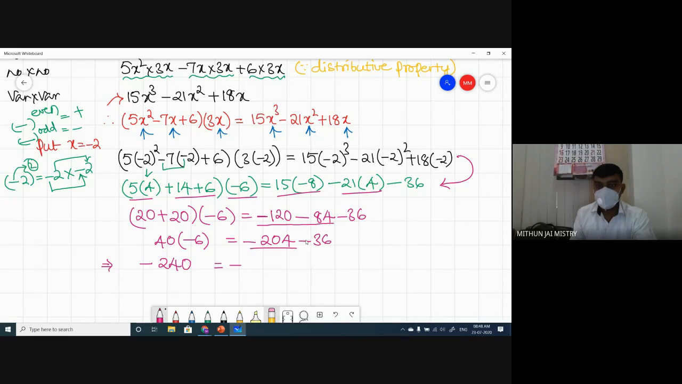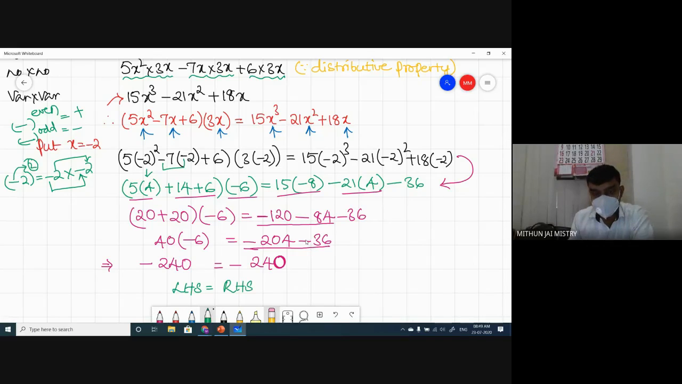RHS, when you add these two, again the situation is same. Both are negative. This is minus, even this is minus. So if both are same sign, we will be adding. So first add, 204 plus 36 is 240. Then who is the bigger number? 204. What is its symbol? Minus. So we will be keeping that symbol also in front of the sum, whatever we get. So here, what do you observe? We observe that both LHS and RHS are same. LHS is equals to RHS.